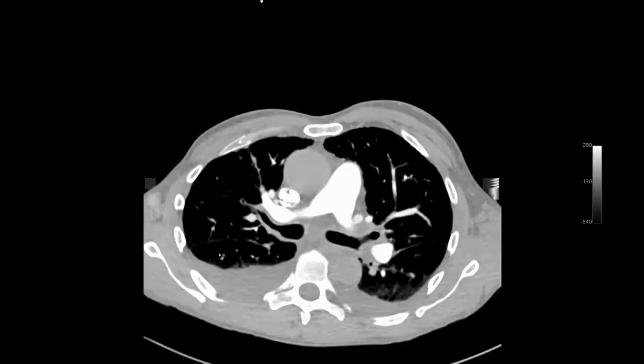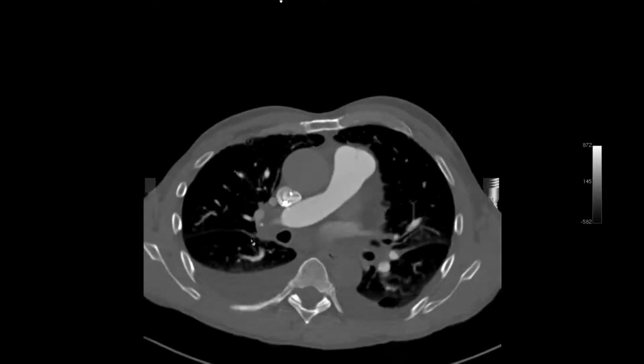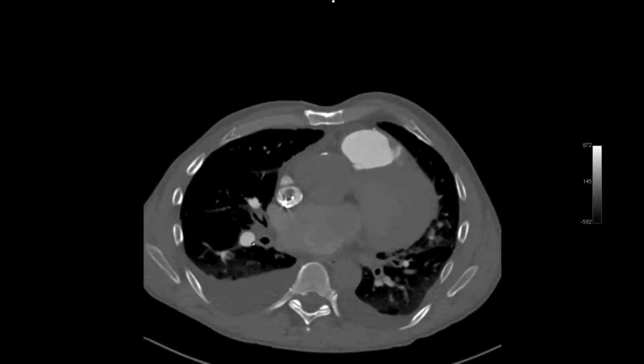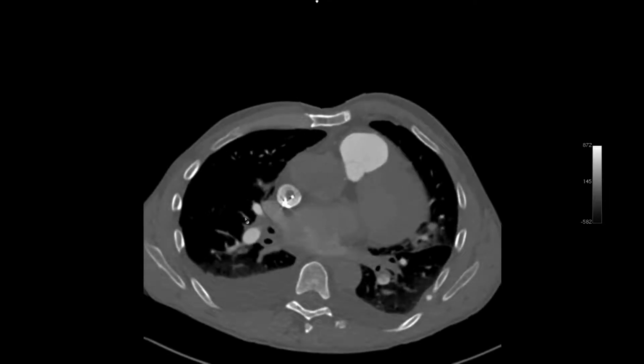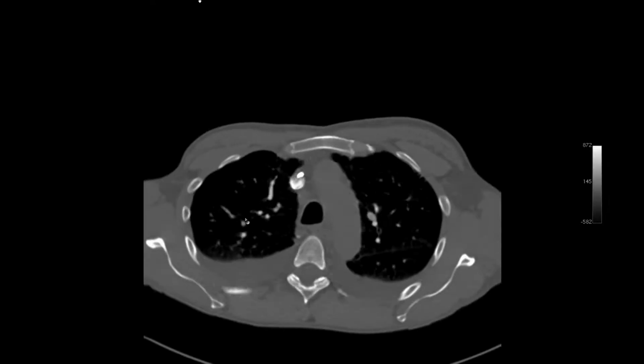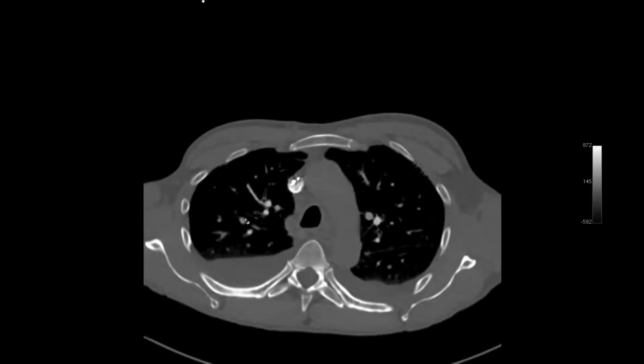Can't remember. I think that might have been. I don't remember. You think it's, let me see, right there maybe? Looks like it. Maybe that's a thrombus there. Yeah, it's a gorgeous scan.